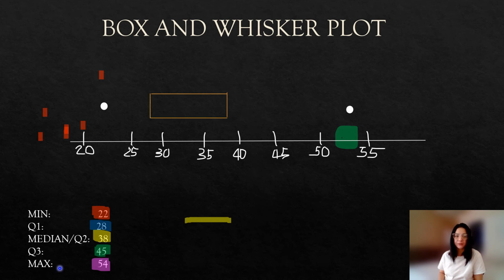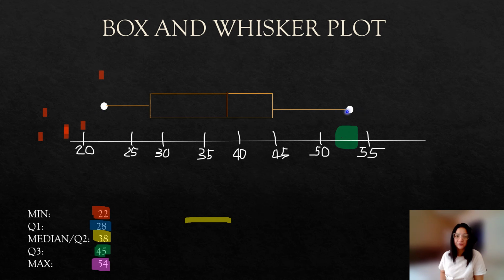So once we get our Q1 and Q2, we are going to make our box. That's our first box. Now, what else do we have to plot? We are still missing Q3. So our Q3 is 45, so definitely it goes over there. After this, we make another box. And then after we get our two boxes, we will now connect all our points. So there you go. That is our box and whisker plot.